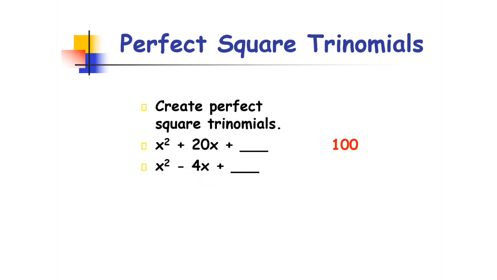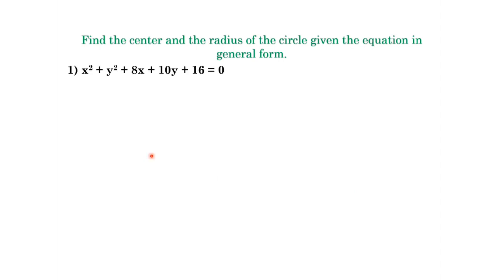Raise it to 2. It's going to be positive 4. Similarly, if you have x squared plus 5x plus blank, 5 divided by 2, that's 5 over 2. Raise that to 2, you're going to get 25 over 4. That's how it works. So, for example, you have this kind of equation.